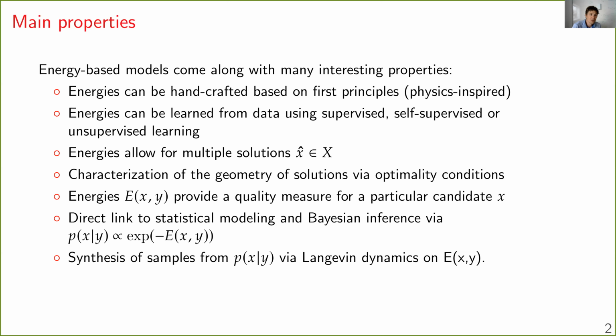Gibbs distribution. So you can say that the posterior P of X given the input Y is proportional to the exponential of minus your energy of the configuration between X and Y. And based on that relationship, you can also consider stochastic differential equations like Langevin dynamics, and you can start generating samples from your posterior by driving this Langevin dynamics on your energy. And the stationary solution of the Langevin dynamics is then the complete posterior distribution.